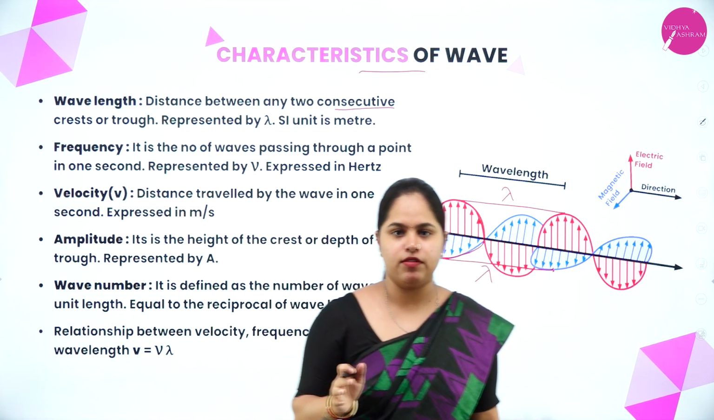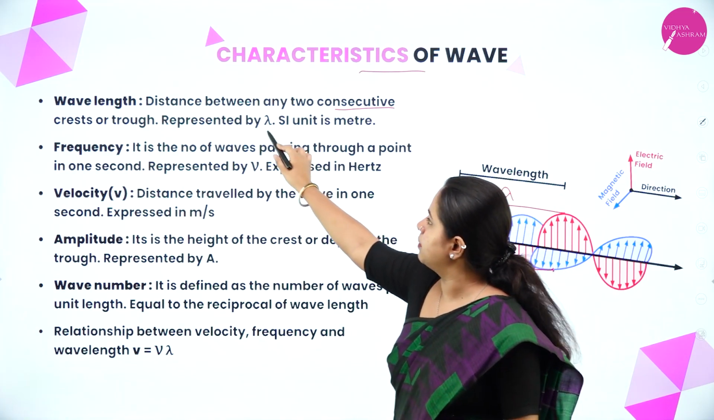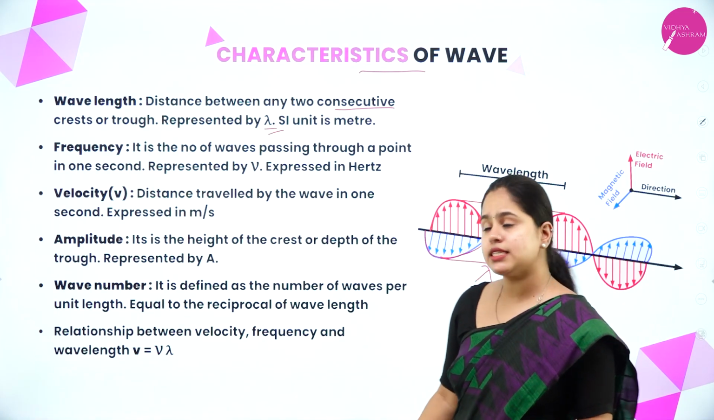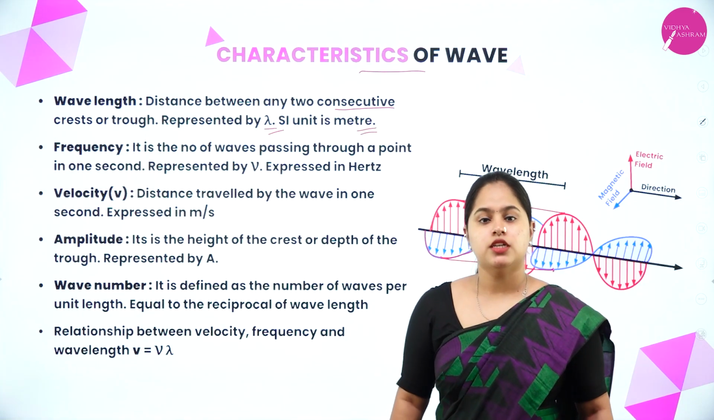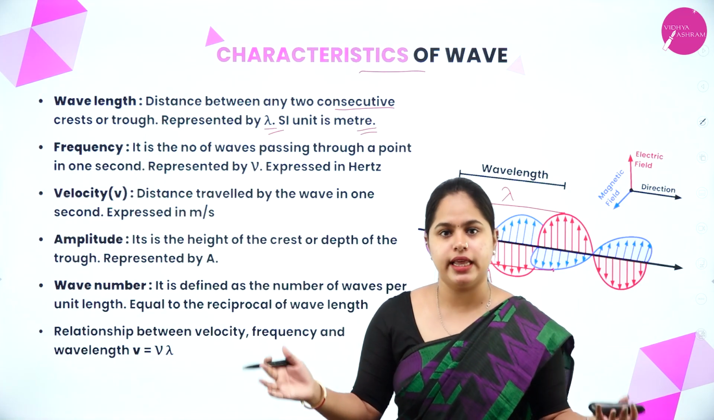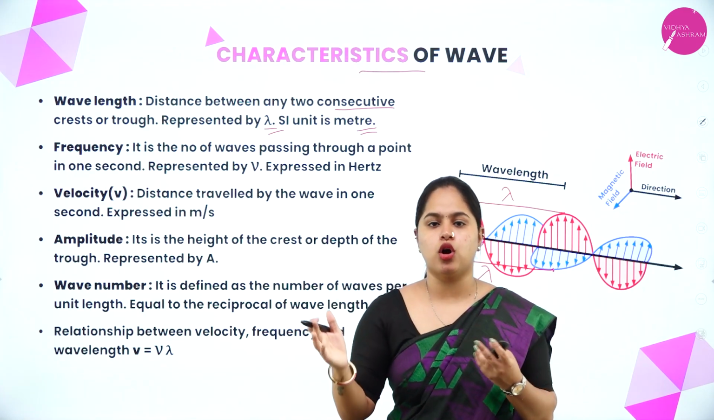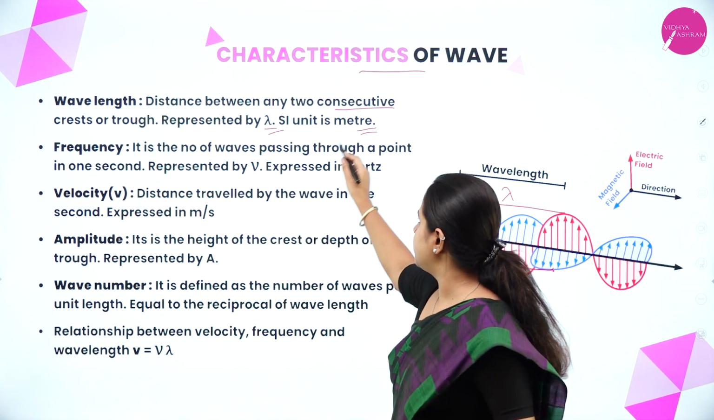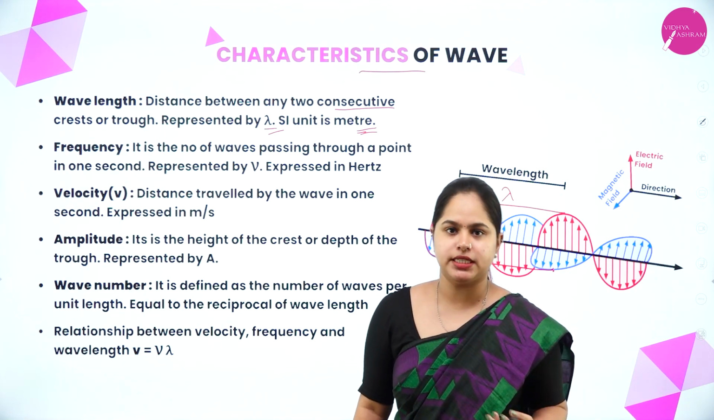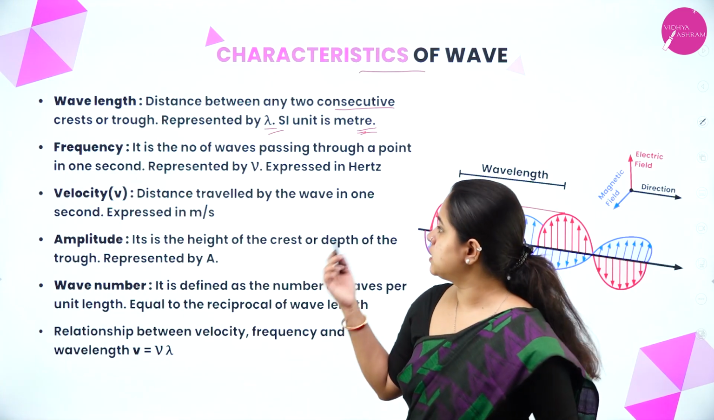So that is wavelength, which is represented by the symbol lambda, and its SI unit is meter. Wavelength is basically the length, or the distance, between two consecutive crests or troughs. So it will be in the unit meter. Yes. So the next one is frequency.